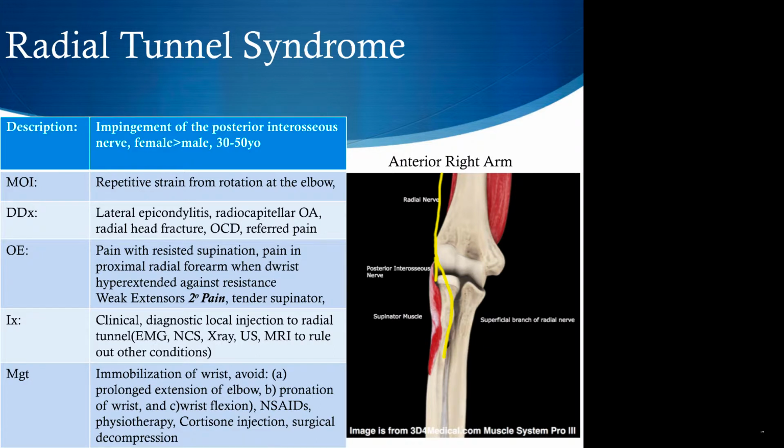In terms of management, you're actually looking at immobilizing the wrist because that's where most of the action that activates the muscles involved occurs, and then avoiding any kind of prolonged extension of the elbow and pronation of the wrist, and then the other one is avoiding wrist flexion.